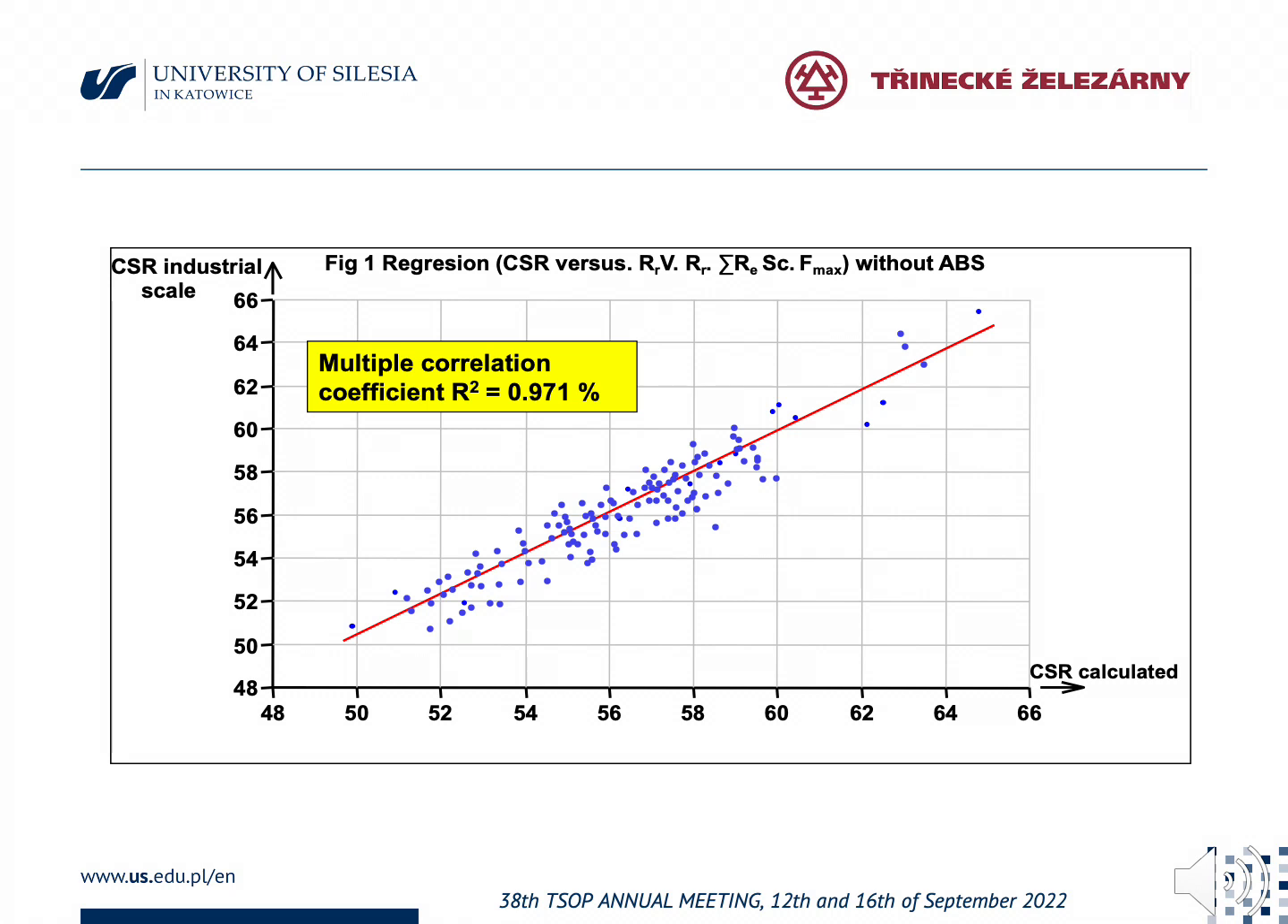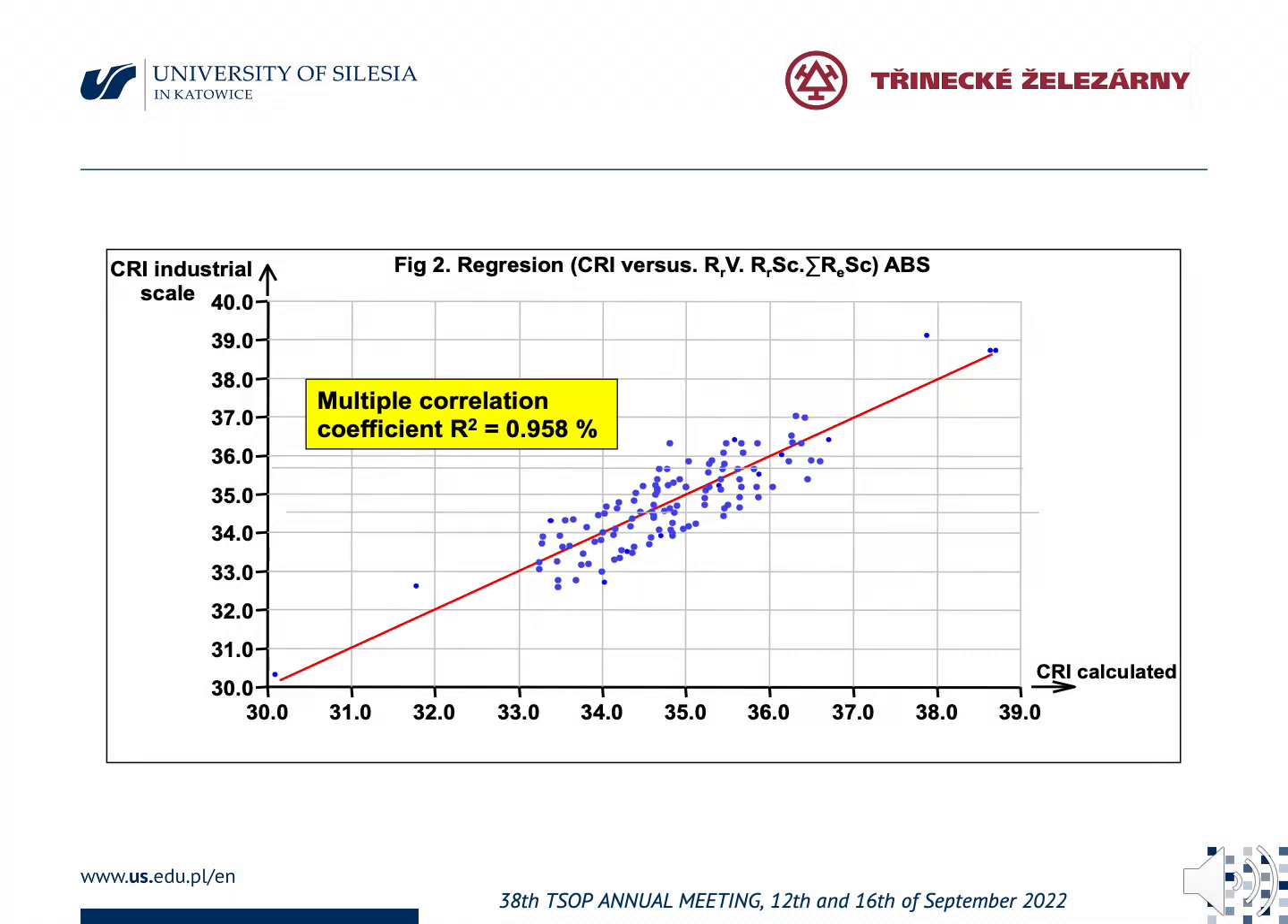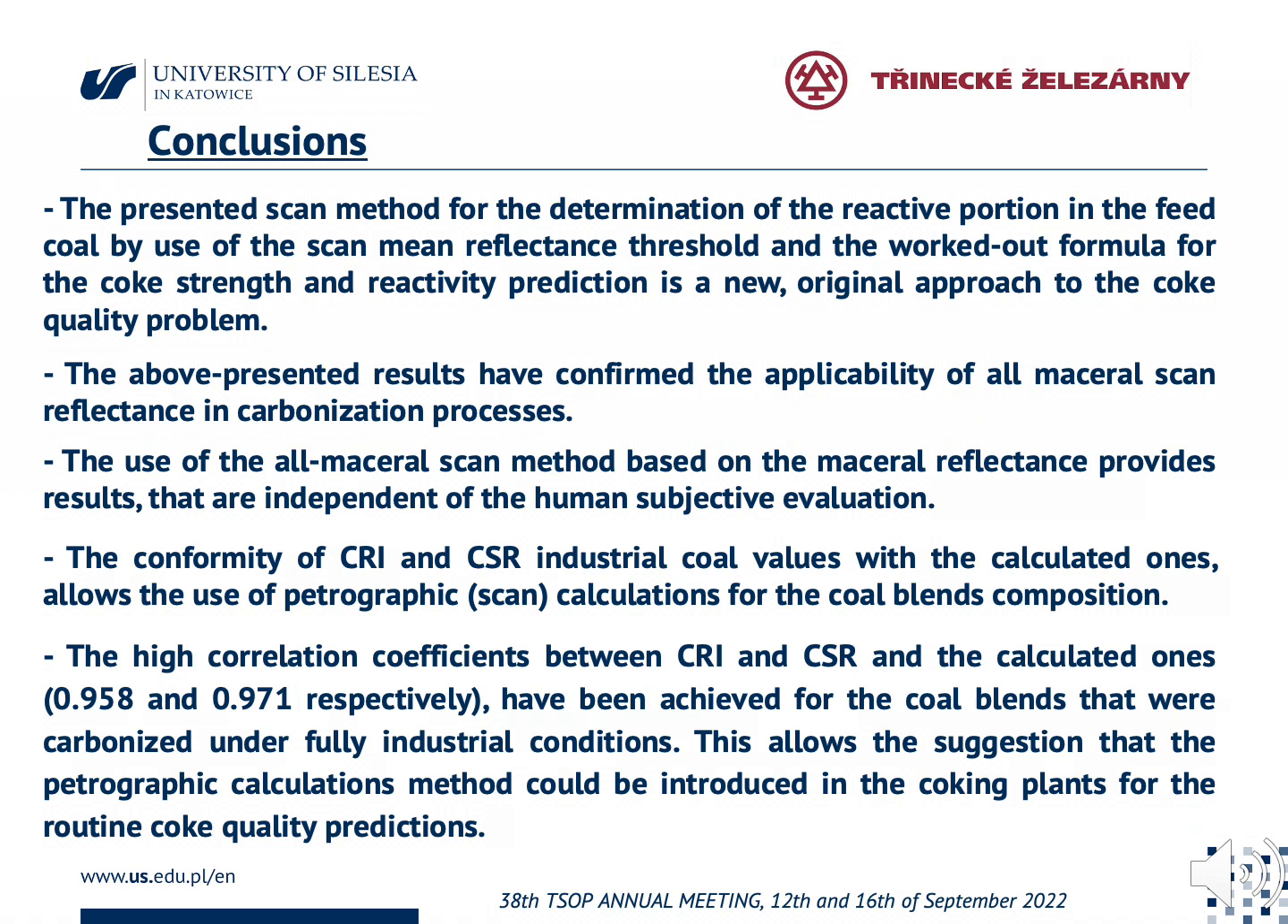The result of multiple correlation between CSR test and CSR calculated values was even better and reached a correlation coefficient value of 0.971. The multiple correlation between CRI obtained by test and that calculated reached a multiple correlation coefficient value as high as 0.958. The presented scan method for the determination of the reactive portion in the feed coal by use of the scan mean reflectance threshold, and the worked-out formula for coke strength and reactivity prediction, is a new original approach to the coke quality problem.